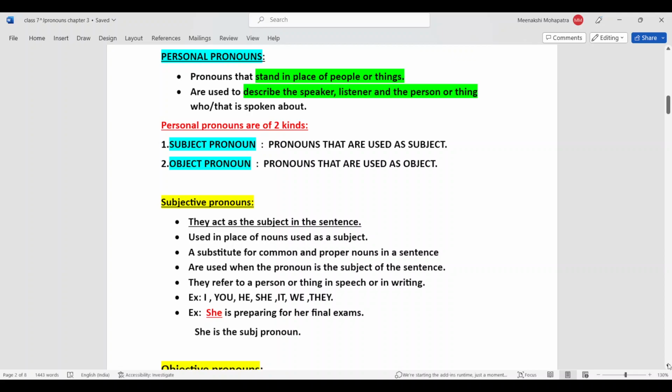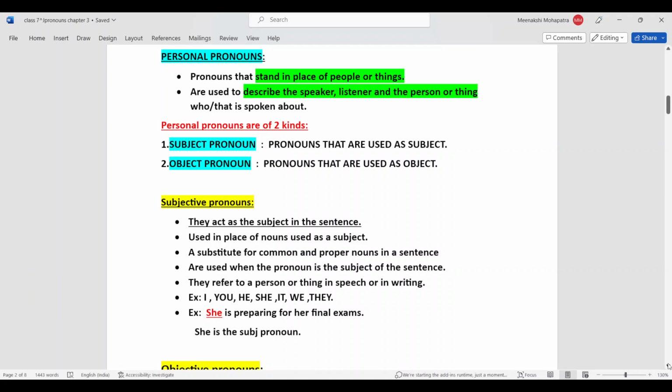Now, personal pronouns are of two kinds. They are either subject pronouns or object pronouns. Subject pronouns are pronouns that are used as a subject in the sentence. Object pronouns are pronouns that are used as the object in the sentence. Now, let us understand in detail what subjective pronouns are.